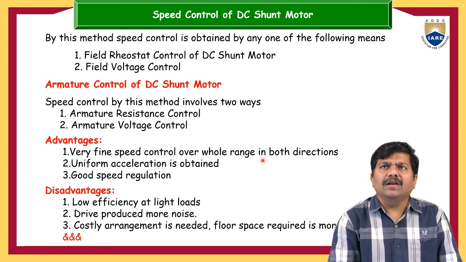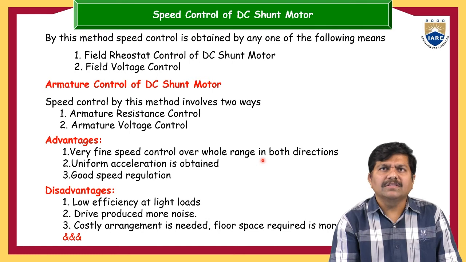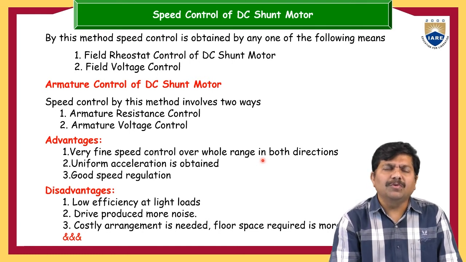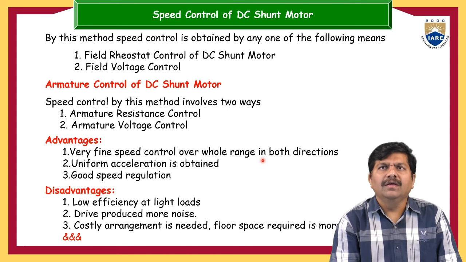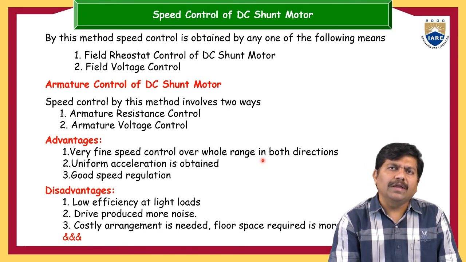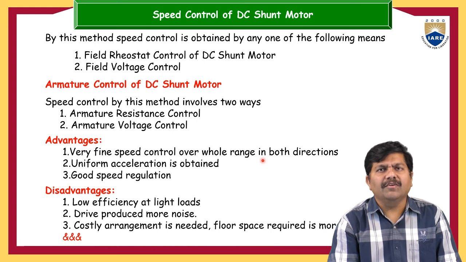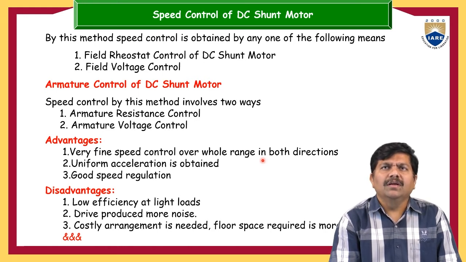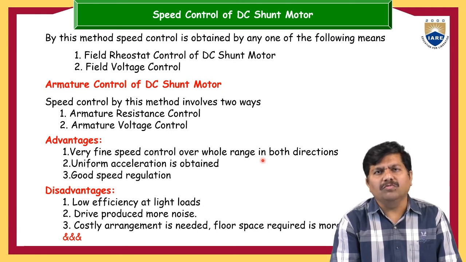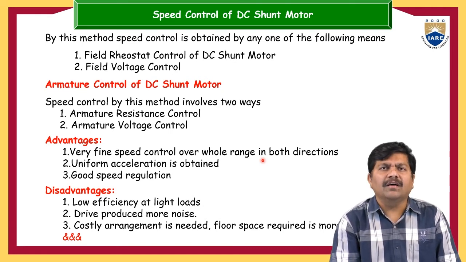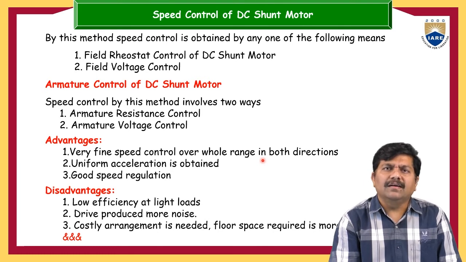So, speed control is obtained by any one of the following means: field rheostat control of the DC shunt motor, because I am talking about the field control method, and field voltage control also. By connecting a potential divider across the field, we can also control the field voltage. And in the armature control of the DC shunt motor, speed control by this method involves two ways: armature resistance and armature voltage. Anyhow, if the voltage is controlled either in the field or in the armature, proportional to that, some of the internal parameters will also be adjusted. So, ultimately the speed will be changed.